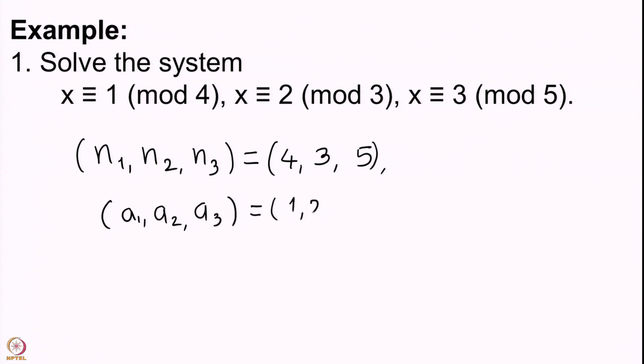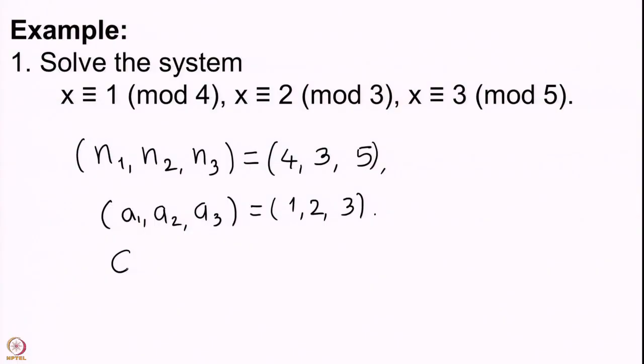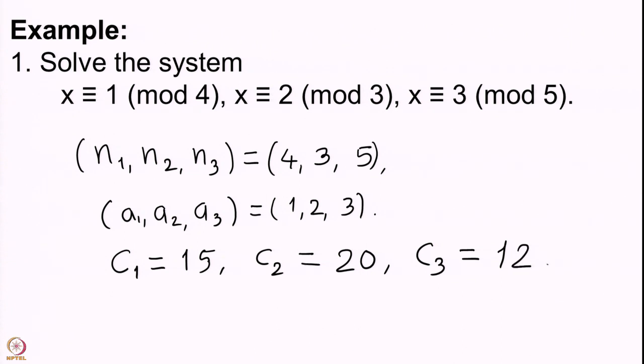So these are 1, 2 and 3, and then if you remember the proof that we had done, we had actually looked at C1, C2, C3. So C1 was N2, N3, therefore this is 15. C2 was N1, N3, so that is here 20, and C3 was N1, N2, so that product is 4 into 3 which is 12. And then once again we observe that 4 and 15 are co-prime, 3 and 20 are co-prime and 5 and 12 are co-prime.